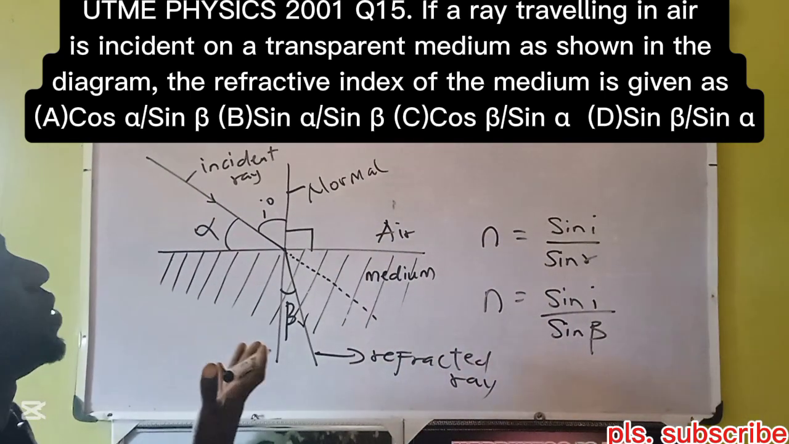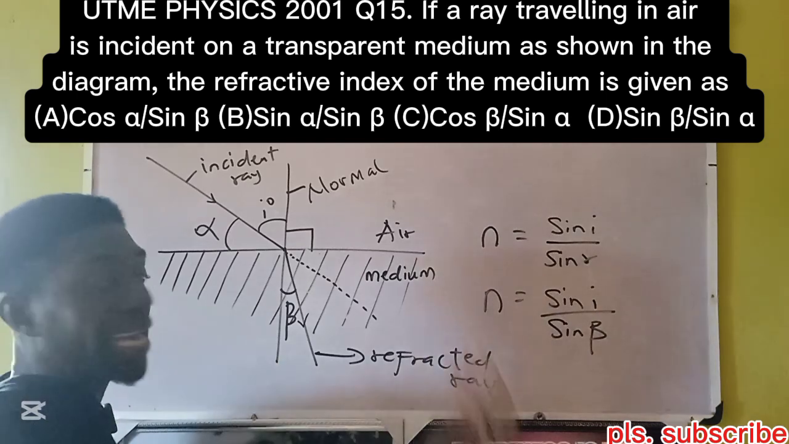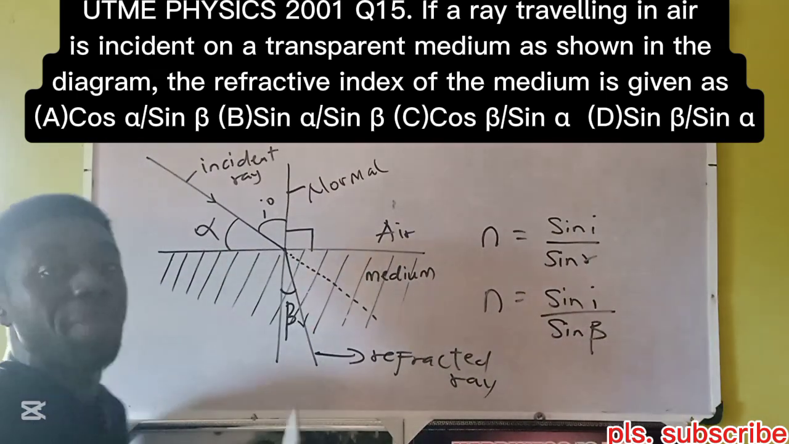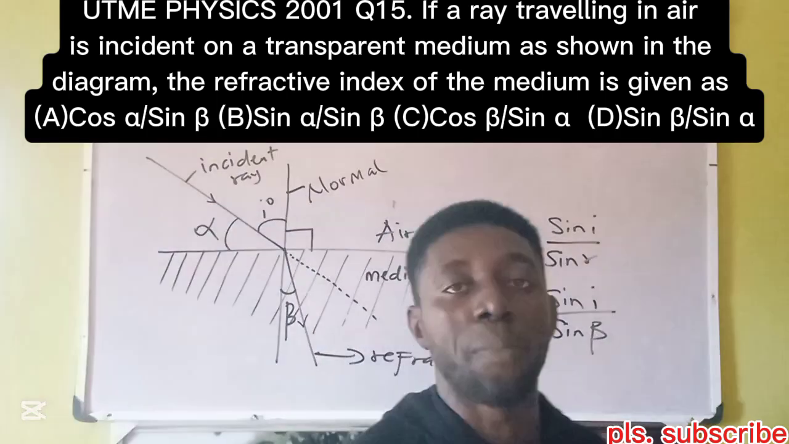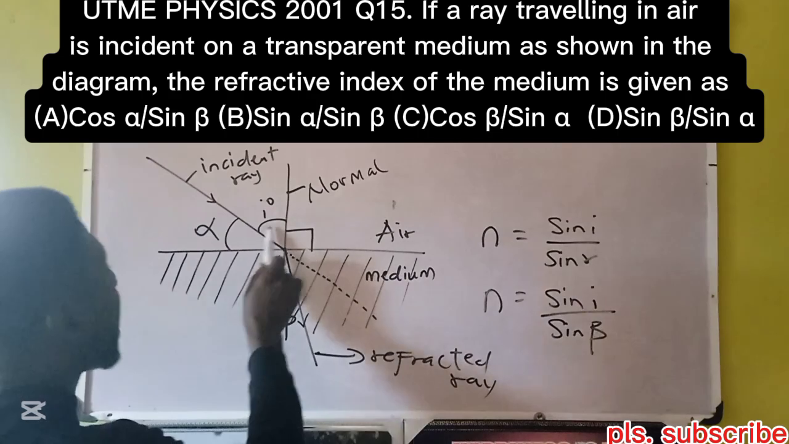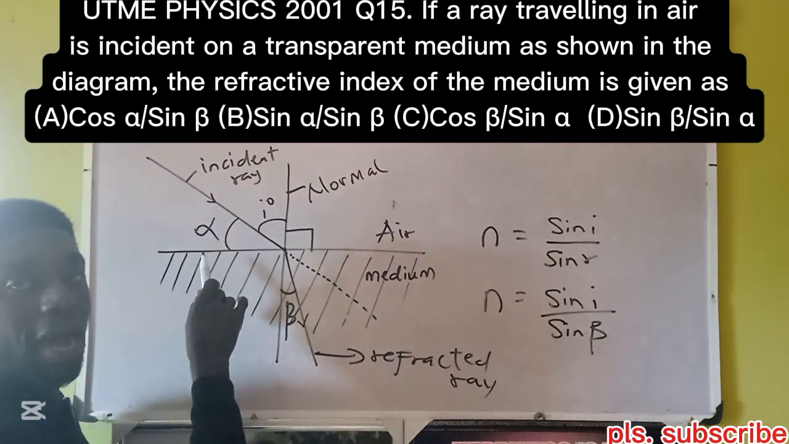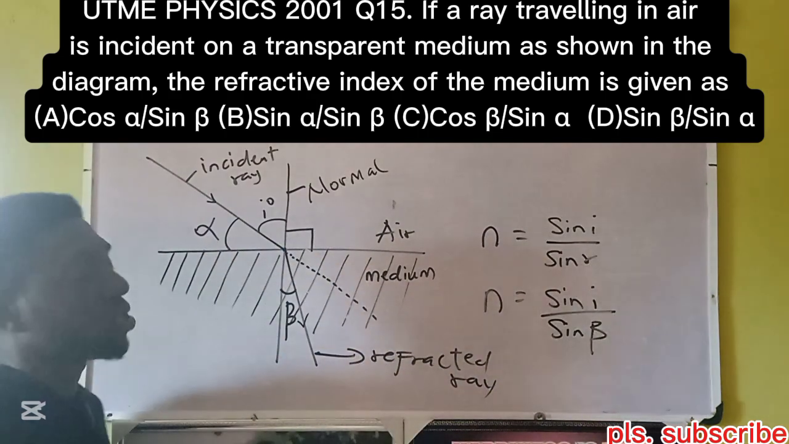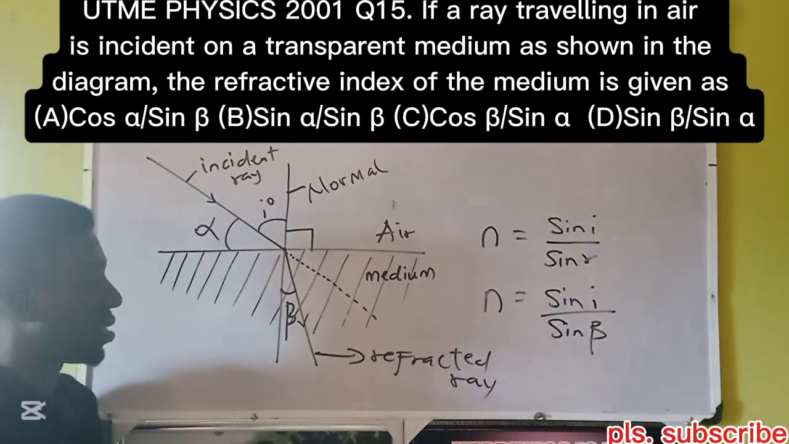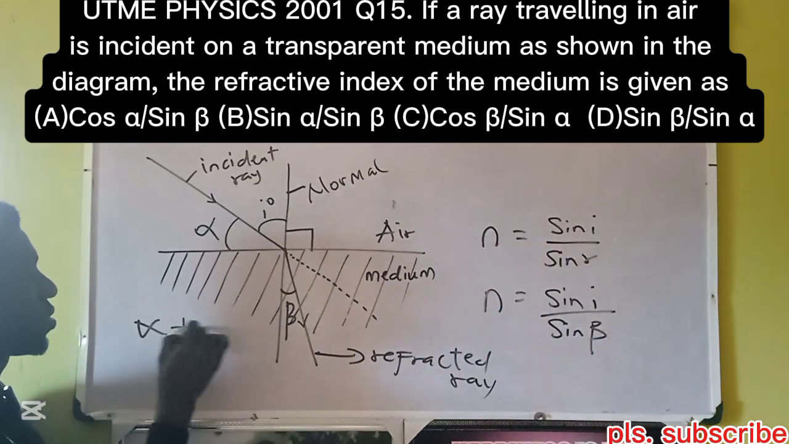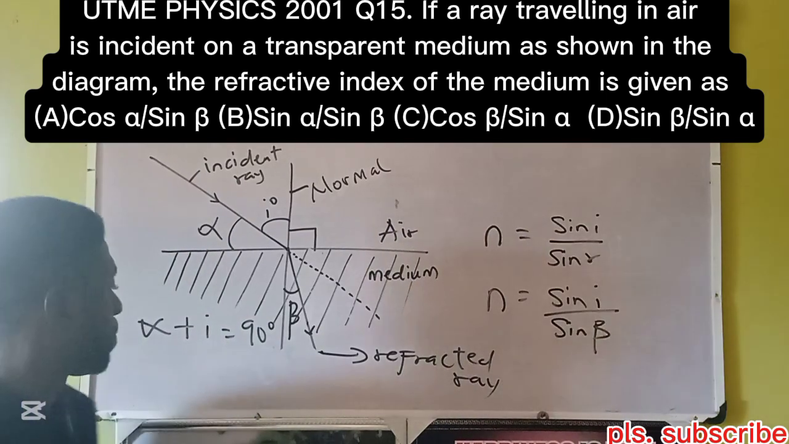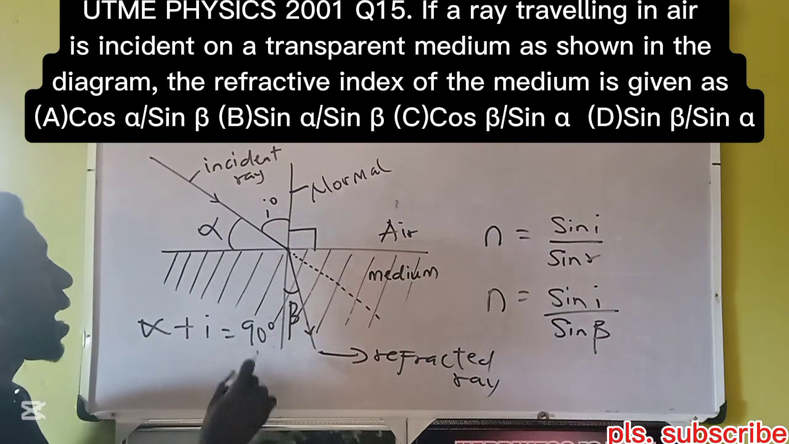But observing our options, there is no I in the option. They want me to feature this angle inside my equation. Then mathematics will help you. Mathematics will come to your aid. Are you aware that I and alpha, this symbol is called alpha, I plus alpha is equal to 90 degrees? Are you aware? This is 90 degrees, a quadrant. Alpha plus I is equal to 90 degrees. Observe. Alpha plus I is 90 degrees.